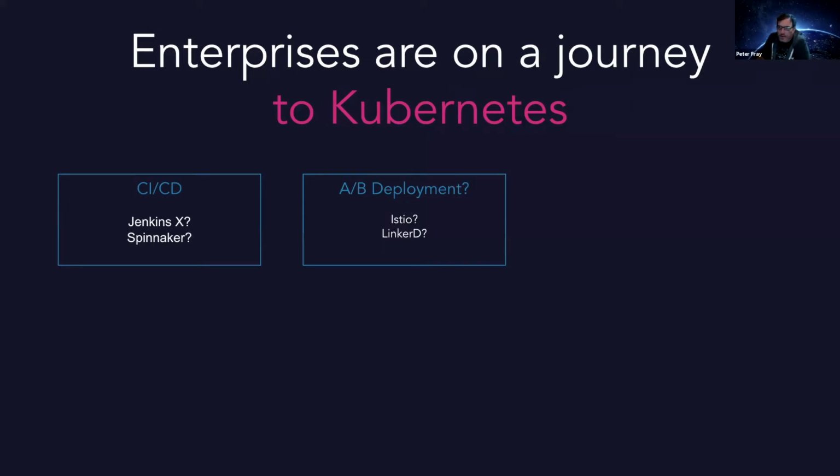From there, how do I do A/B deployments? Do I want to use Istio? Do I want to do Linkerd? A lot of the people I talk to, they just want to get it repeatably deployable.